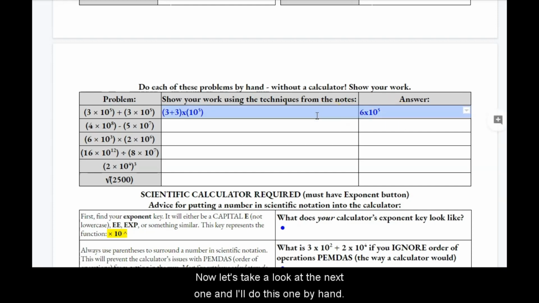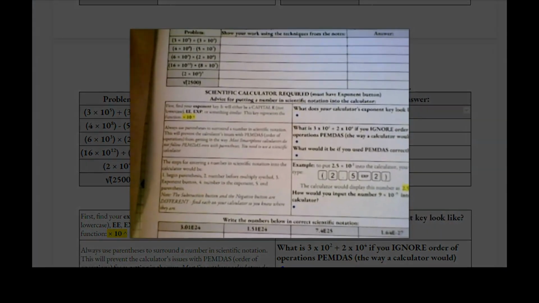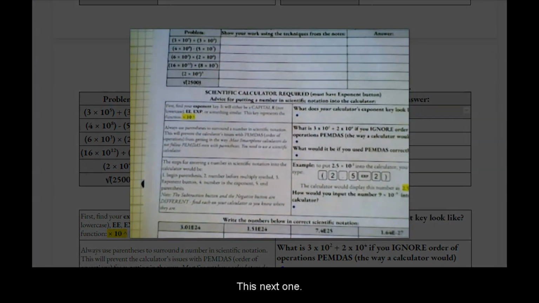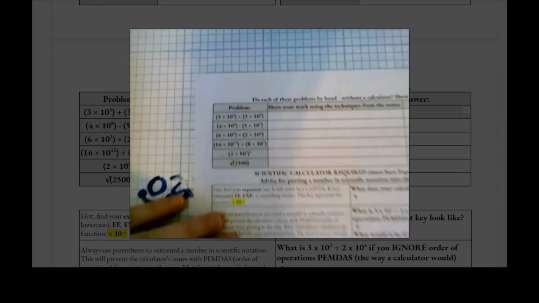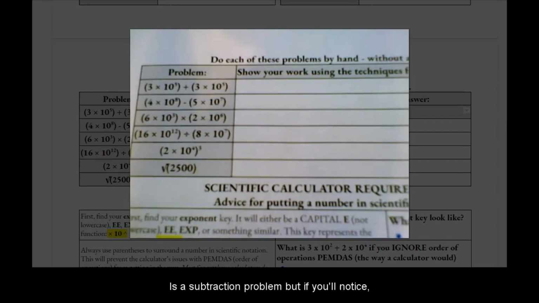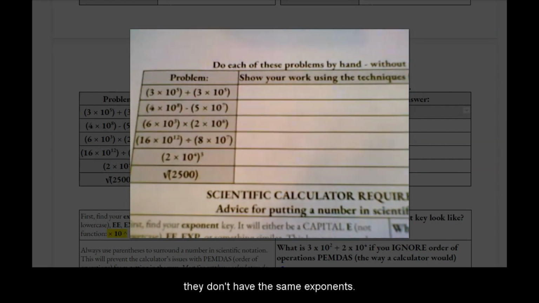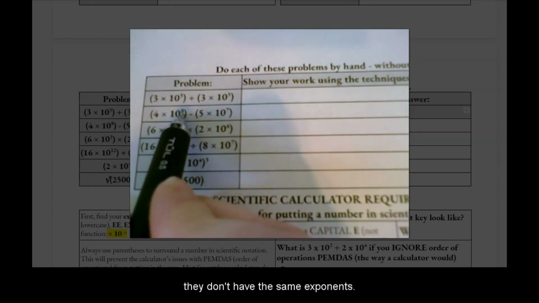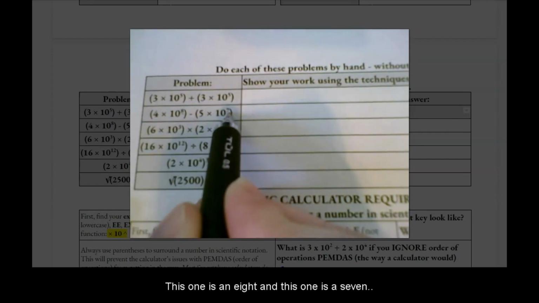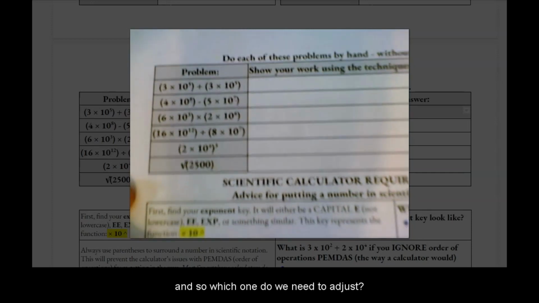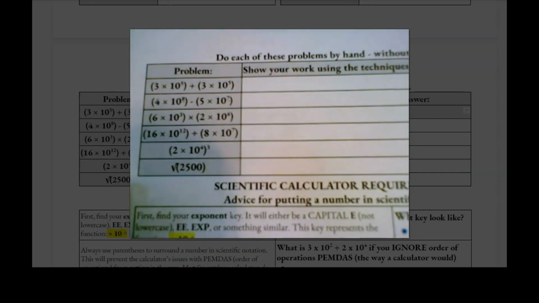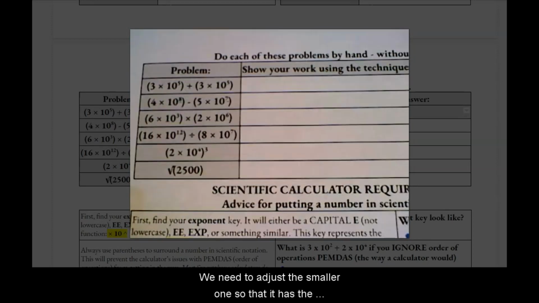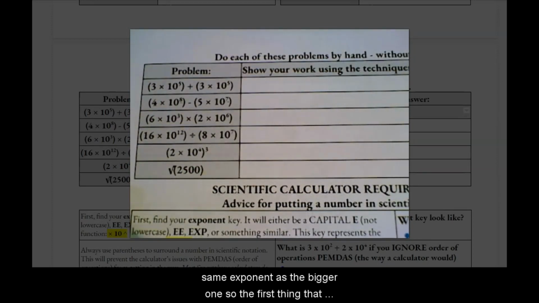Now let's take a look at the next one, and I'll do this one by hand. This next one is a subtraction problem, but if you'll notice they don't have the same exponent. This one is an 8, and this one is a 7. And so which one do we need to adjust? We need to adjust the smaller one so that it has the same exponent as the bigger one.